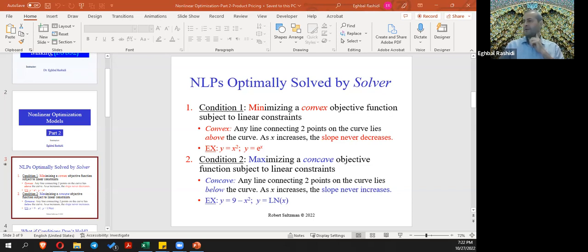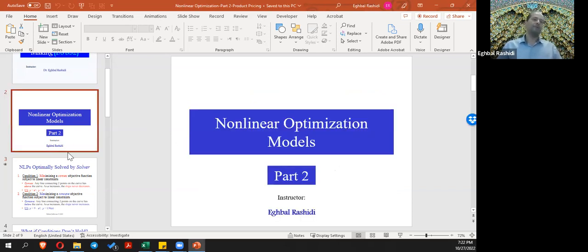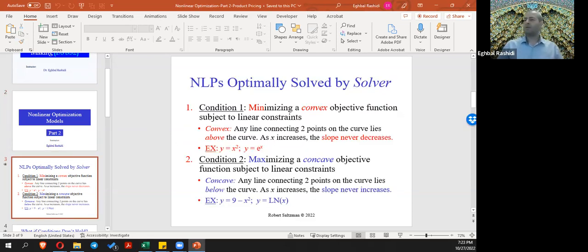Since I have installed the add-in, whenever I want to open an Excel file, I'm going to search. All right, so now let's go to another example.